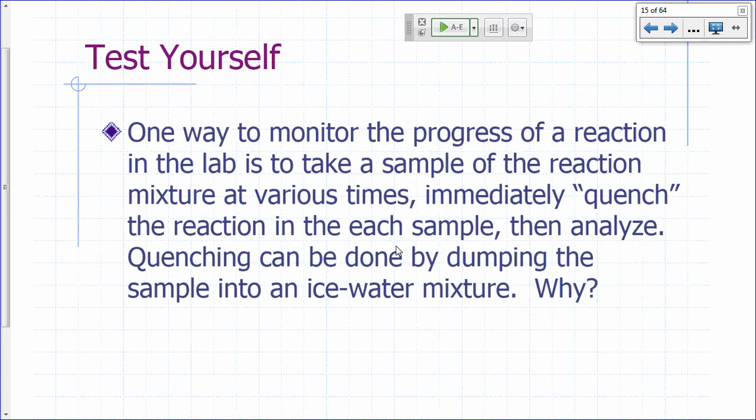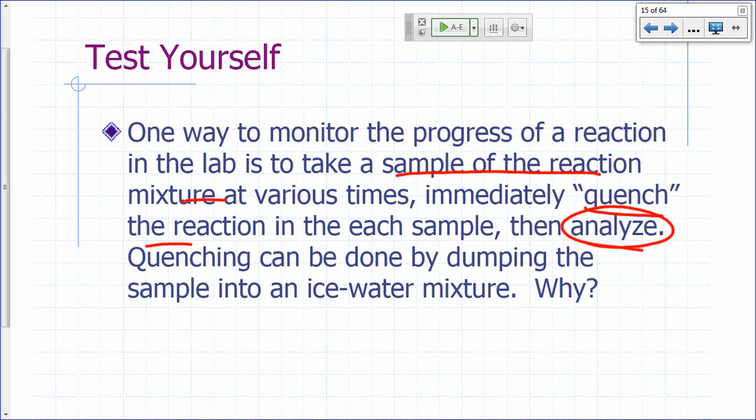Now, one way you can monitor the progress of the reaction in the lab is by taking a sample of the reaction mixture. So you carry out a reaction in the lab, mix them in a test tube or a beaker, and then you take a sample at different times. So let's say 1 minute later, you take a sample. Now, what you need to do at that point is to know how much of the reactants and products are in that sample. So it takes time to actually do that determination. So you need to immediately quench that reaction. What does quenching mean? You need to find a way to stop that reaction at that moment in time before you do your analysis.